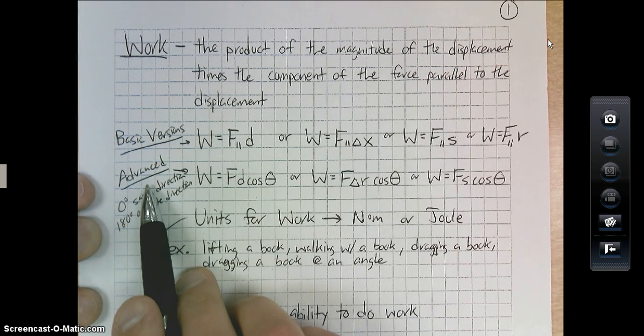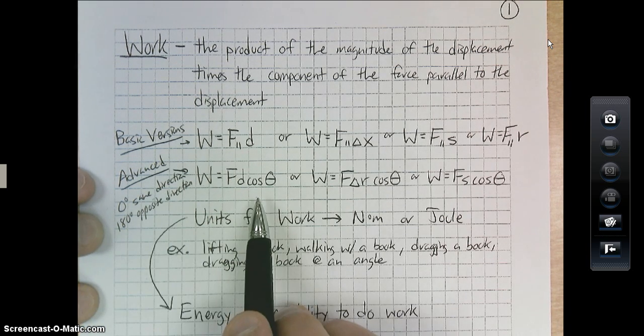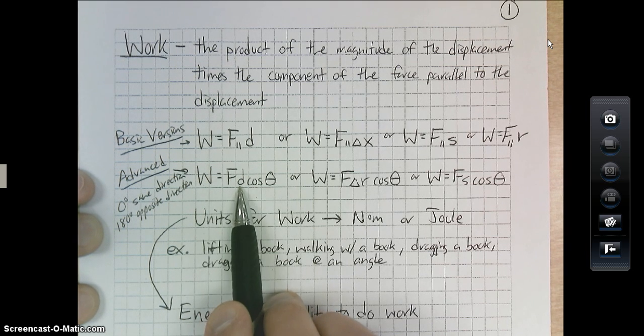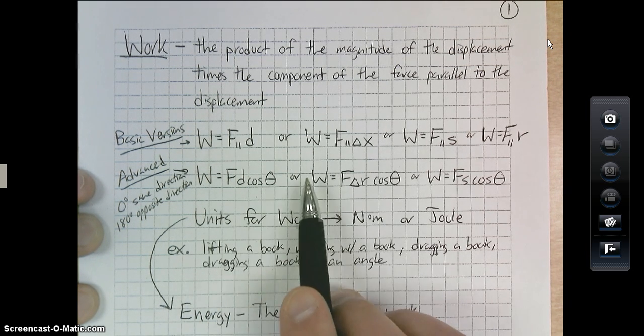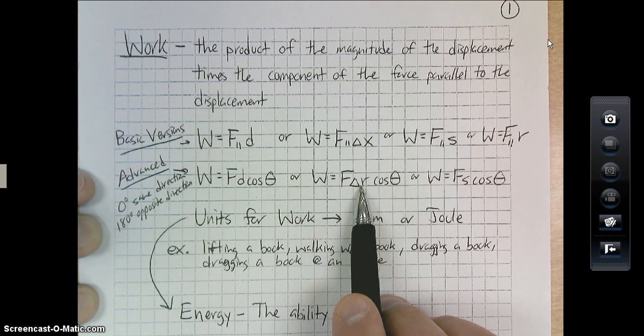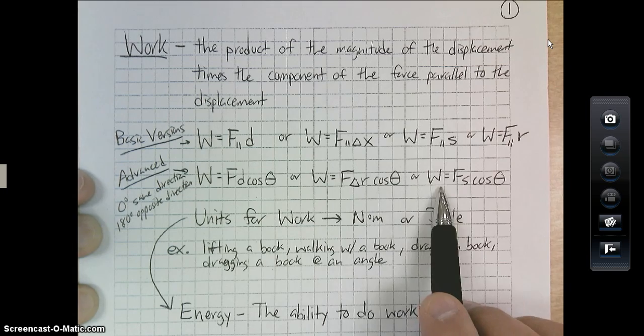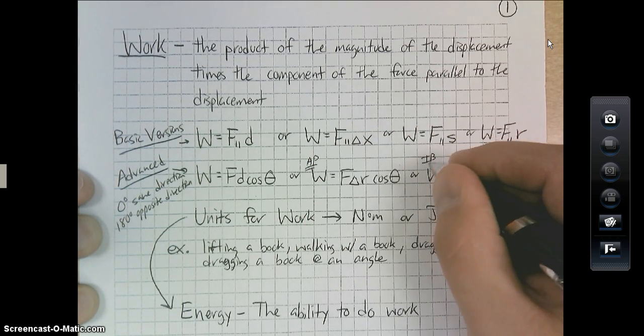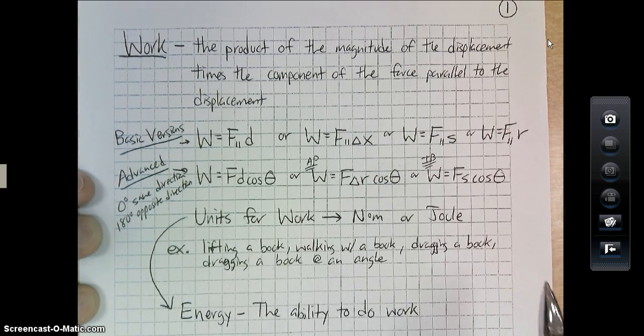Slightly more advanced versions of these involve an angle, especially if you're pushing at an angle to a horizontal or something like that. Only a portion of that force is actually doing the work. The other part is not. So you might see things like work is F d cosine of theta, or this is the AP version where work is F times delta r cosine of theta, and this would be your IB version. So I'll write these down. These are on your packets, so if you need them, that's how you're going to identify them.